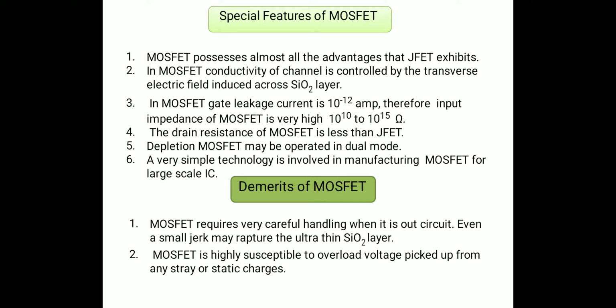Disadvantages or demerits of MOSFET. First, MOSFET must be carefully handled when it is not in working condition because a small jerk or small shock can even rupture the thin SiO2 layer. MOSFET is highly susceptible to overload voltages picked up from any stray or static charges, as the gate and channel work as a capacitor with extremely high resistance. Hence, it requires few electrons to produce a high voltage across it that can destroy the MOSFET.